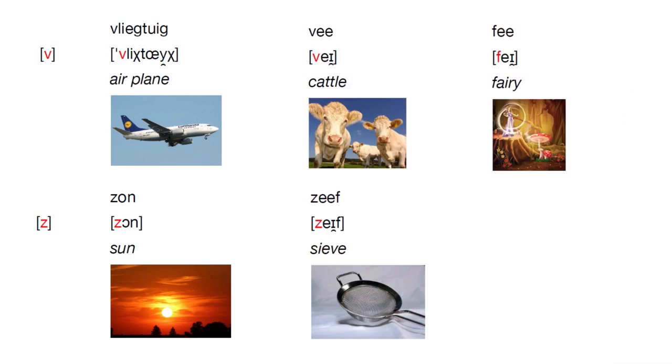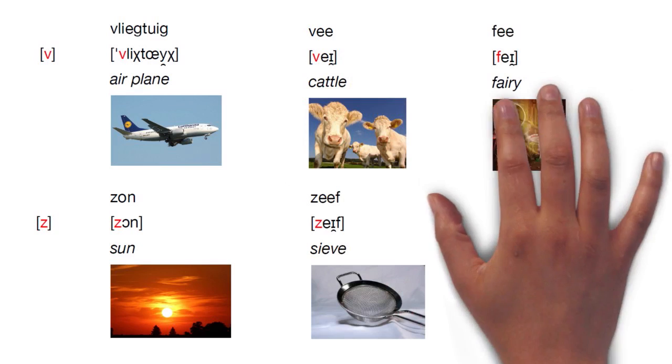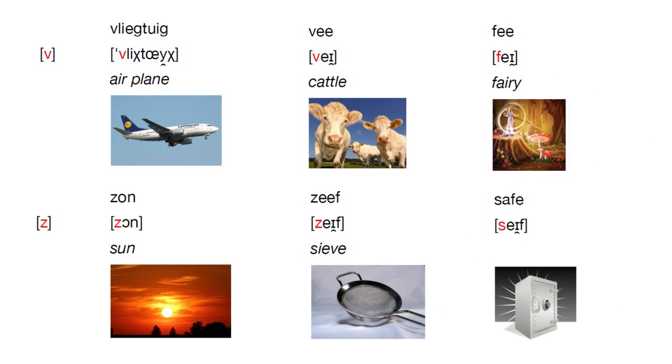As you can probably hear, that V sound is almost an unvoiced F. There's not a huge difference between V and F. Same thing with the Z, it's almost an unvoiced S. There's not a huge difference between zeef and safe.